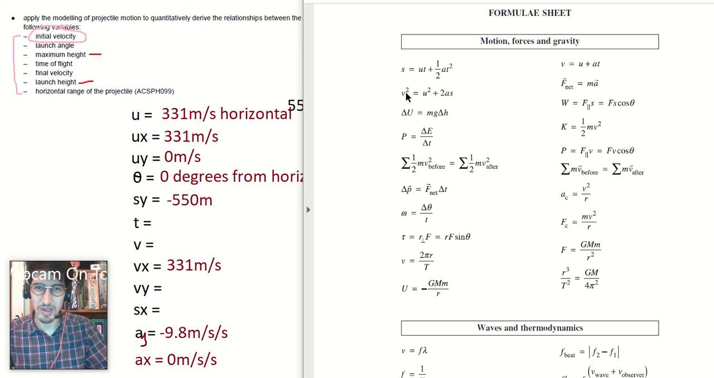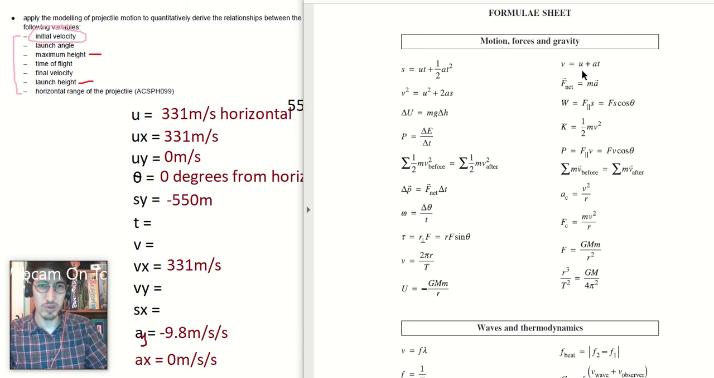I'm going to try and calculate V. Now, same as the one before, A here, I'm going to use negative 9.8. That's vertical. So my displacement is going to be vertical displacement, which I've got, negative 550 meters. My U is going to be initial vertical velocity, which is 0. A lot of people accidentally put in 331 there. And V, my final vertical velocity, Vy, is what I'm going to try and calculate. It's the one that I do not know, which is good. There's one variable I don't know.